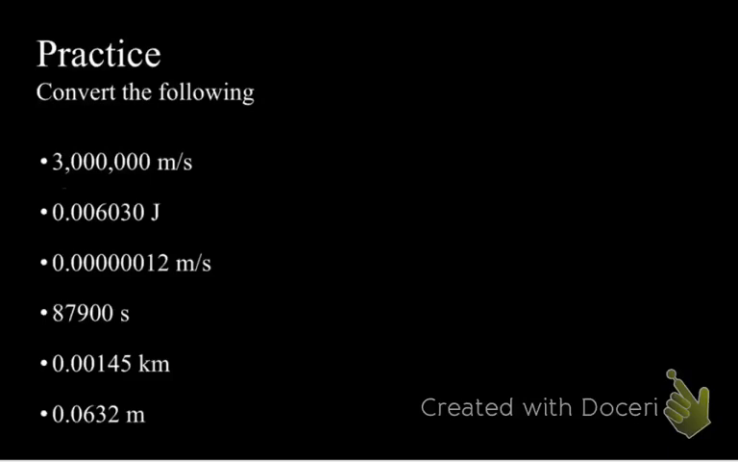Hi everyone, today we'll be talking about how to write in scientific notation. Scientific notation is a way of writing really big numbers and also really small numbers. It's typically noted by a coefficient a times 10 to the power of b, which is the exponent.